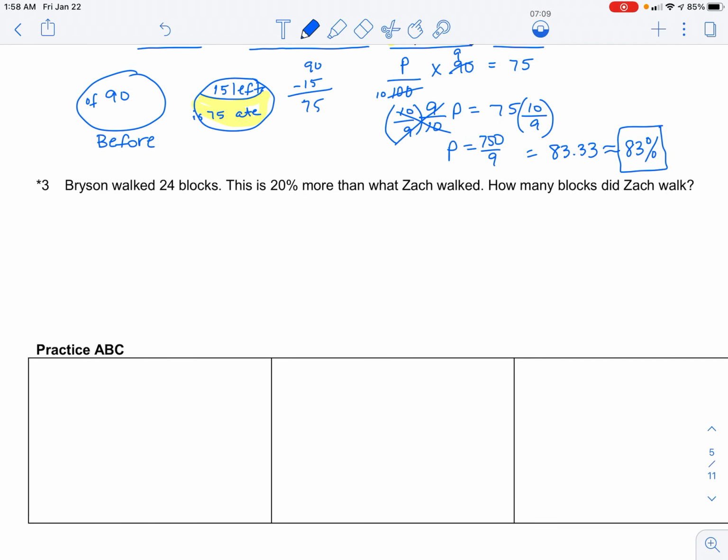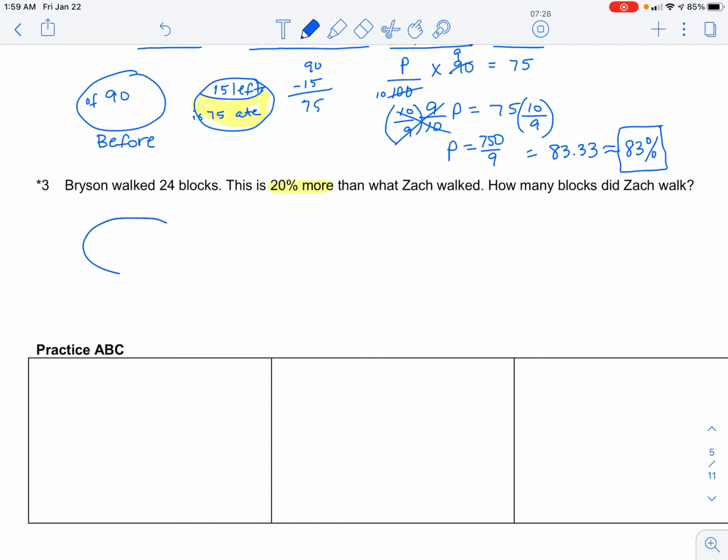Let's look at number 3 here. Bryson walked 24 blocks. This is 20% more. Now, this is going to be a new problem. We haven't really seen these in this class. 20% more than what Zach walked. How many blocks did Zach walk?